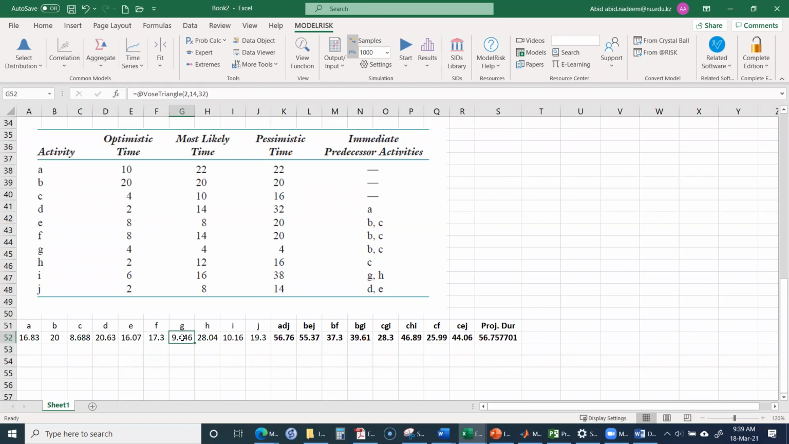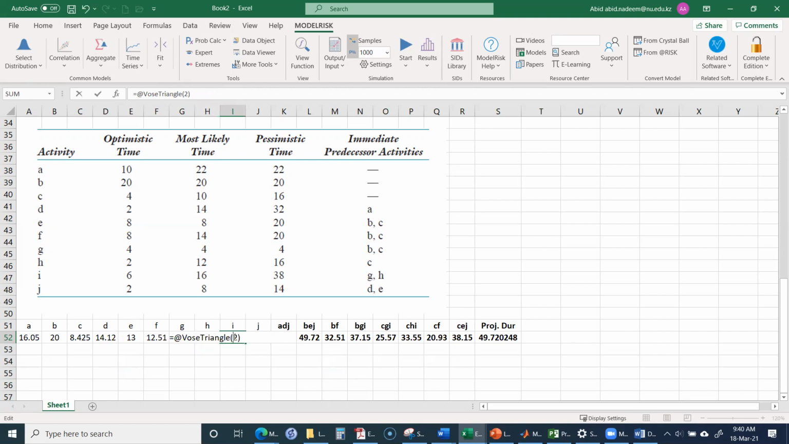And G should be 4, 4, 4. Okay, so G should not be changed. That is no formula for G, because G is 4, 4, and 4. H should be 2, 12, 16. And I should be 6, 16, 38.